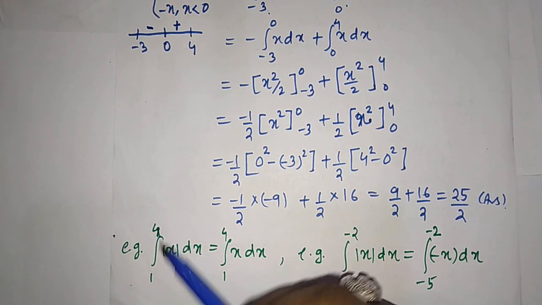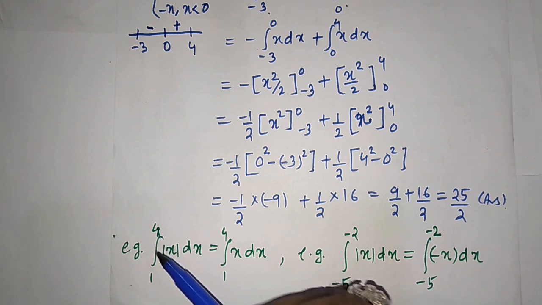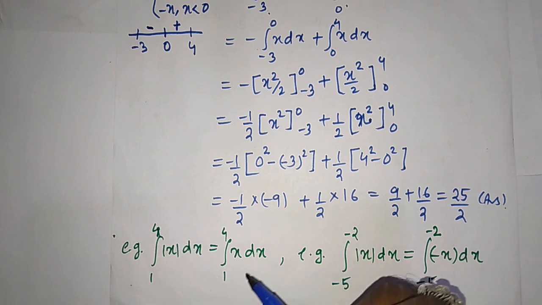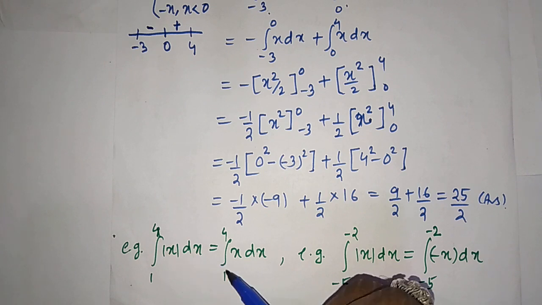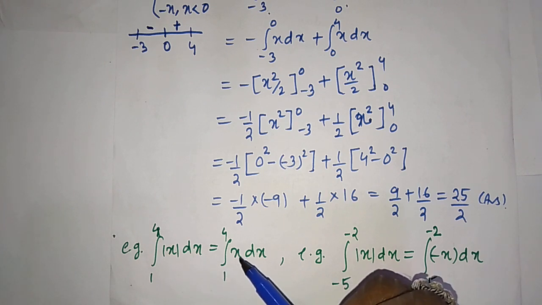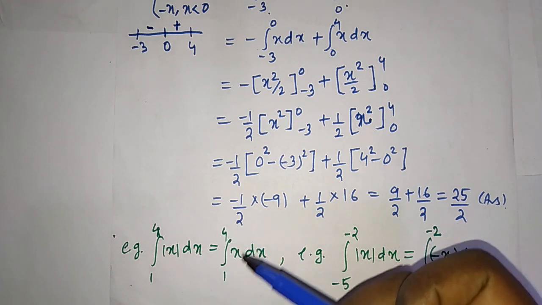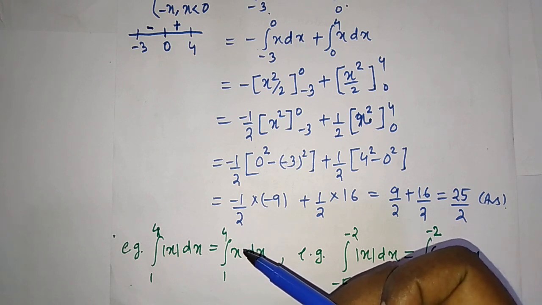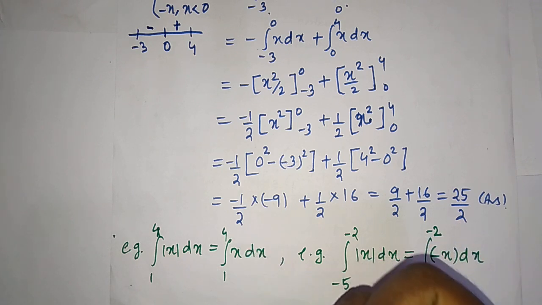You know, from 1 to 4 all numbers are positive, so the value of mod x is x, so we only have to integrate x from 1 to 4. First you will integrate x, then you will put the upper limit and lower limit.